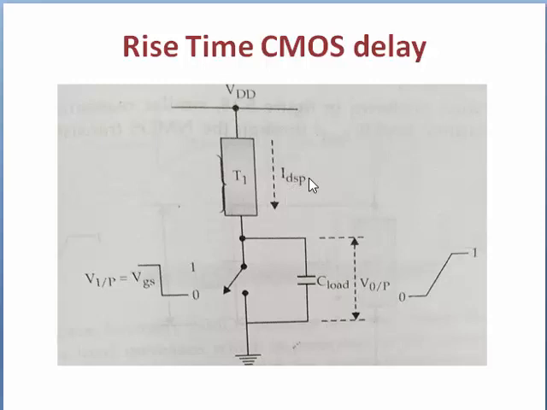By this current the capacitor charges, and because its magnitude is approximately constant, we can calculate the output voltage Vout and the rise time, that is TR. For this we again use the MOS device design equation for the drain to source current IDS in the saturation region, because the PMOS is in the saturation region.